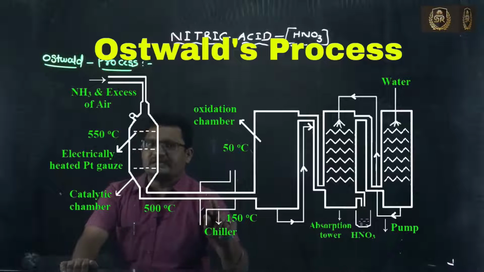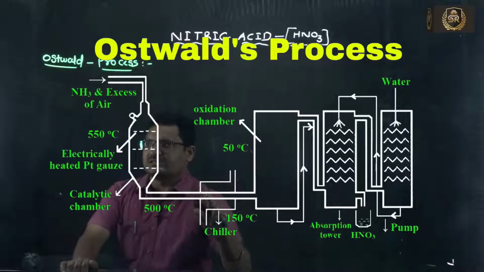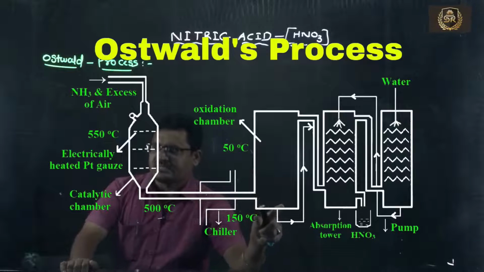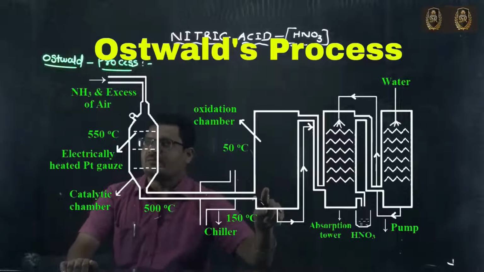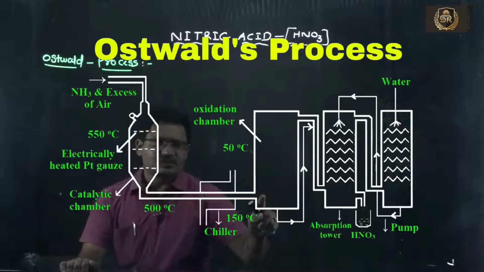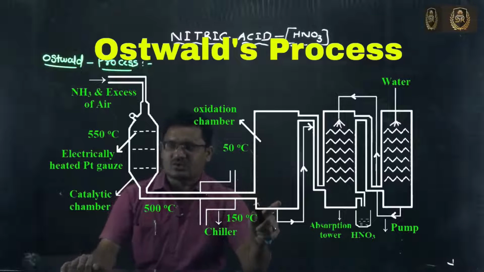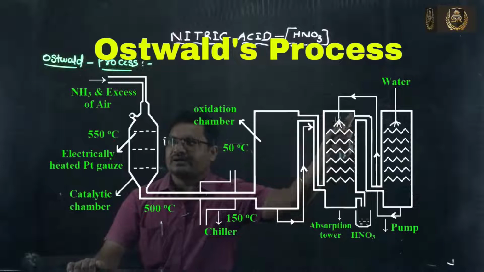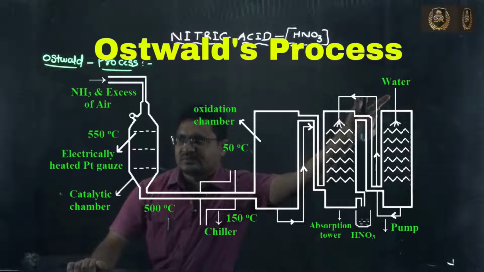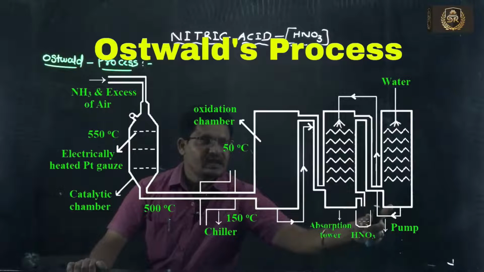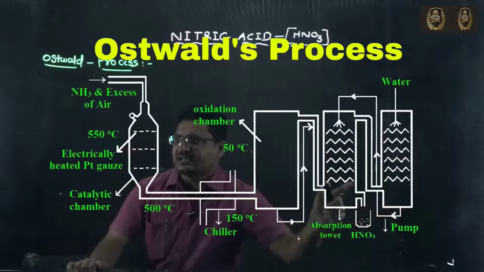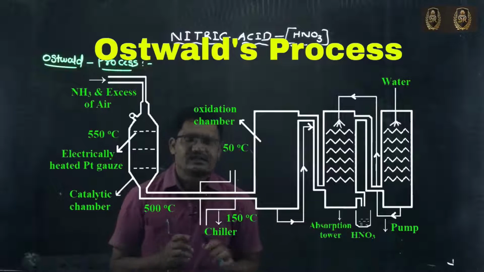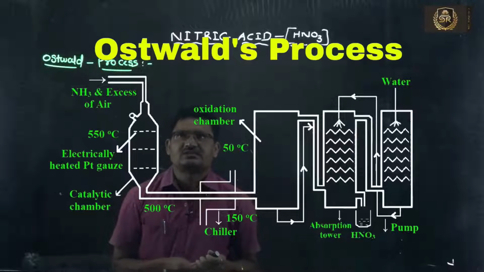That nitrogen monoxide reacts with oxygen to get nitrogen dioxide. This nitrogen dioxide is formed in the oxidizing chamber. This nitrogen dioxide is then cooled and sprayed with water, and nitric acid is formed. That nitric acid contains 61% HNO3.